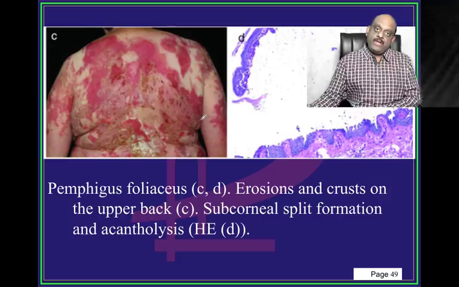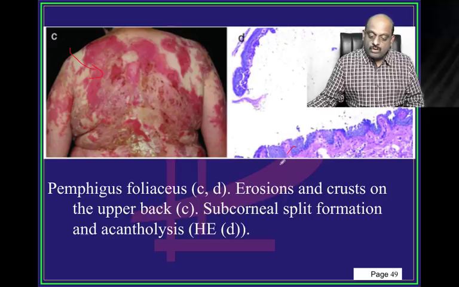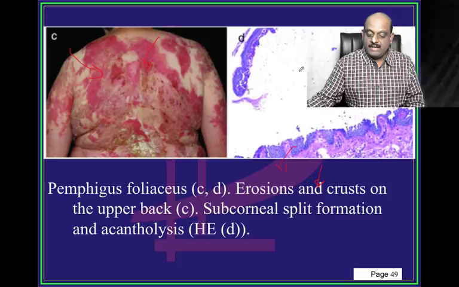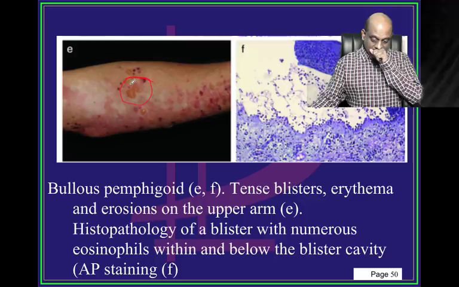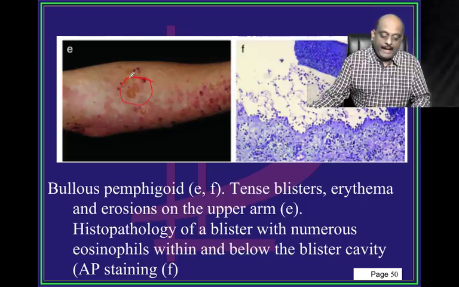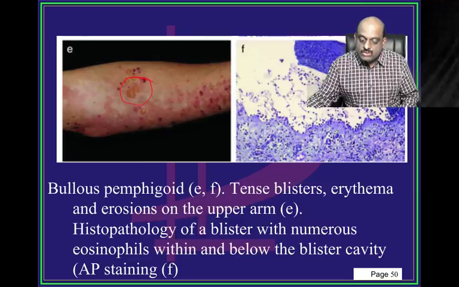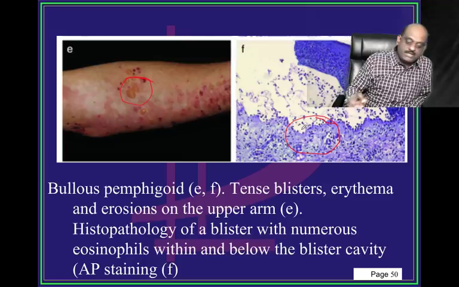Pemphigus foliaceus on the upper back. There are erosions and crusts, and subcorneal split formation and acantholysis. That is a classical feature. Then bullous pemphigoid, tense blisters. How are they? Tense blisters. And in the histopathology, there will be numerous eosinophils within and below the blister cavity, which is the classical feature which you need to understand.